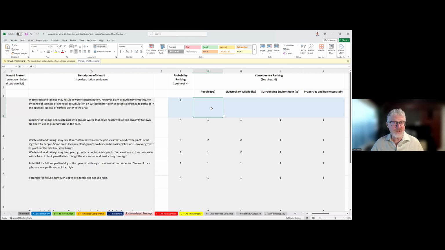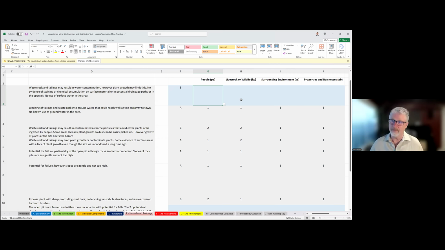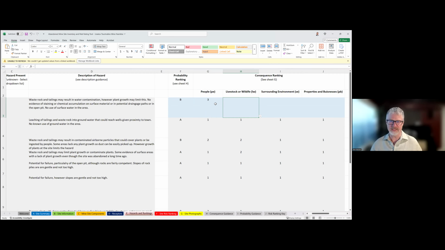Now, what is the consequence of that to people? Well, given that the town is right there, there's buildings adjacent to the site, I would say that is probably a little bit higher than we might expect, I suppose. So I'm actually going to choose 3. I'm going to go in the middle here, saying that, while keeping these separate, the probability is not the same as the consequence. Consequence is only what happens if that risk, in this case, water contamination, occurs.